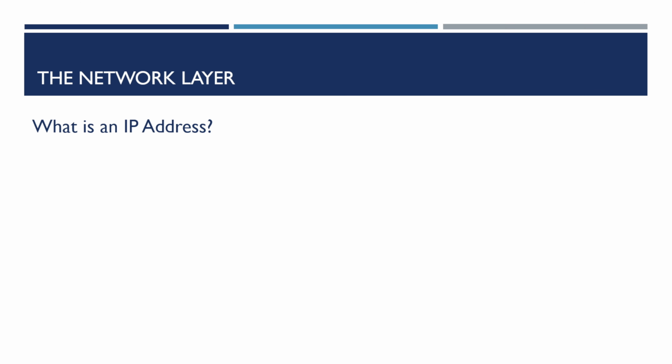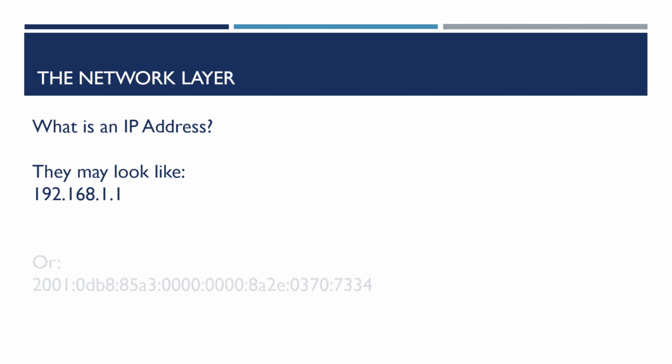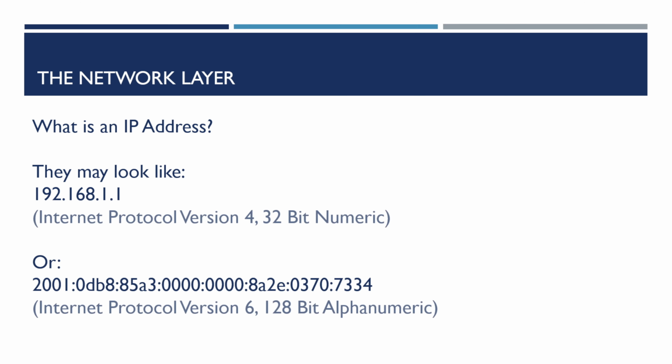Well, I didn't really answer the question. What is an IP address? Well, it might look like 192.168.1.1, or it may look like this. That first address is an Internet Protocol version 4 number, which is a 32-bit numeric IP address. The second option here is Internet Protocol version 6, which is a 128-bit alphanumeric.